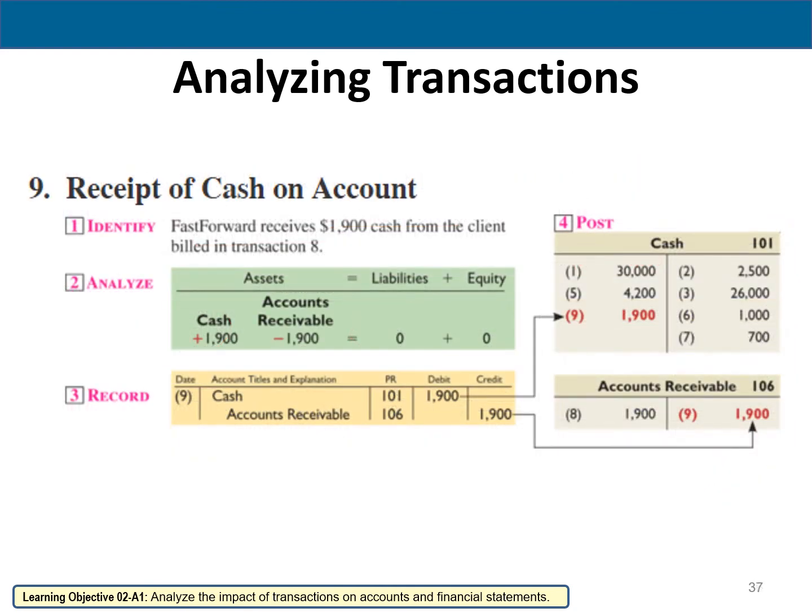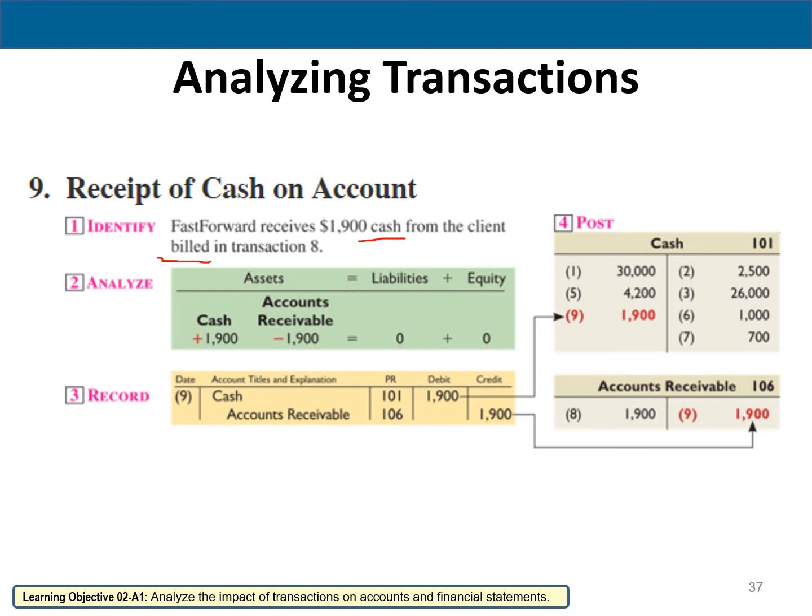All right, so in transaction 9, we receive cash on account. So in transaction 8, remember we provided those services to that client on account and created an account receivable. In this transaction, the client's paying us. So Fast Forward's receiving $1,900 cash from the client that we billed in transaction 8. So our two accounts that are affected are cash and accounts receivable. So our cash is going to go up and our accounts receivable is going to go down.